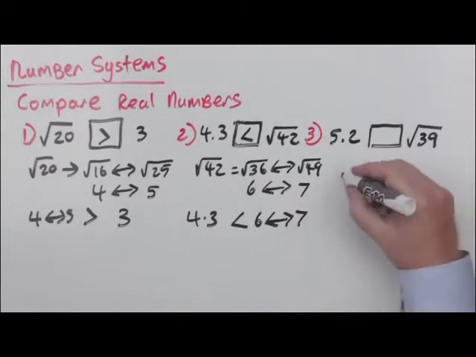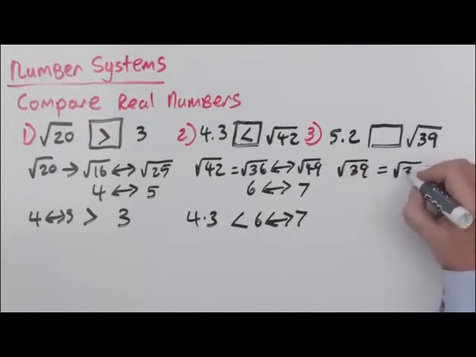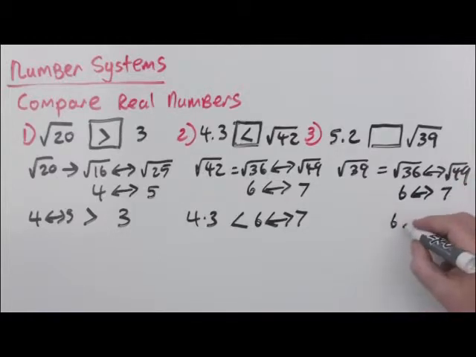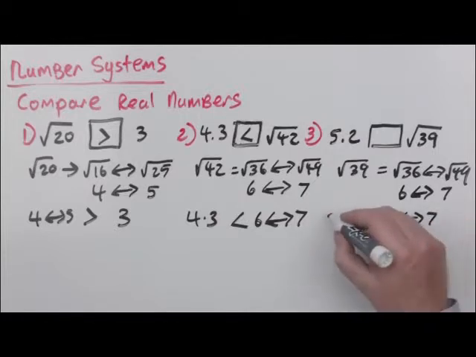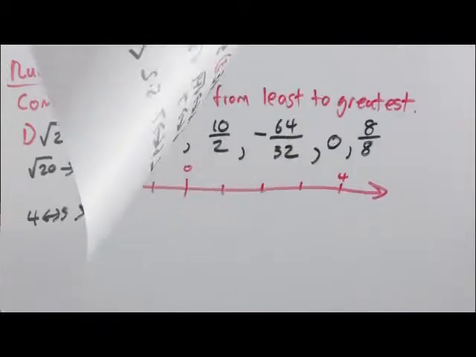Let's try it with the square root of 39. The square root of 39 is between the square root of 36 and the square root of 49. So let's see here. That would be 6 and 7. Well, since any number between 6 and 7 is greater than 5.2, the answer is greater than. Great.